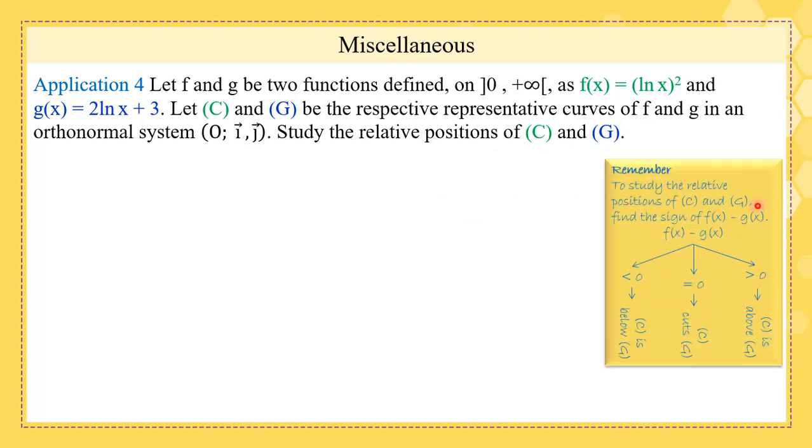Remember, to study the relative positions of two curves, we find the difference between the two functions. If the difference is negative, you can say that C is below G. If it's 0, we say that C cuts G. And if it's positive, we say that C is above G. Try to do it alone.